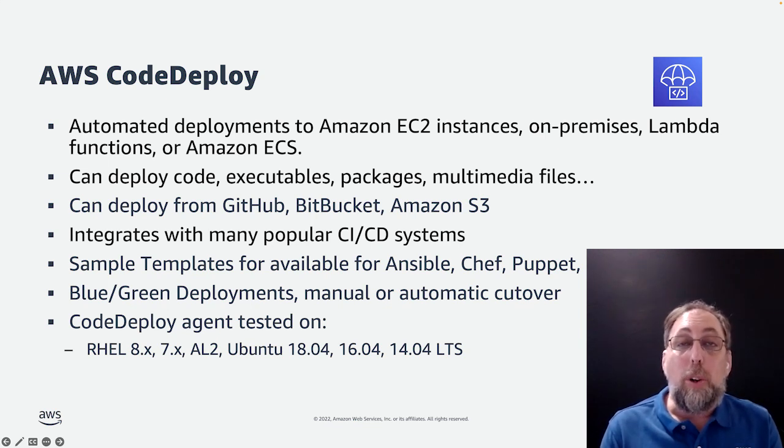You could do rolling deployments throughout an auto scaling group, pulling an instance out, redeploying and putting it back in. You could do full blue-green deployments where you stand up an entire copy of your environment. It's one of the benefits of deploying to a scalable environment like AWS. You can automatically cut over to the new environment or manually cut over to the new environment and then bring the old instances down. Code Deploy has been tested on Ubuntu 18.04, 16.04, and 14.04.